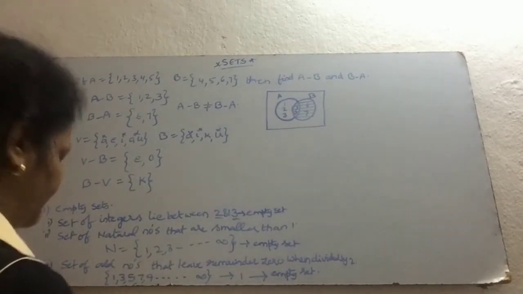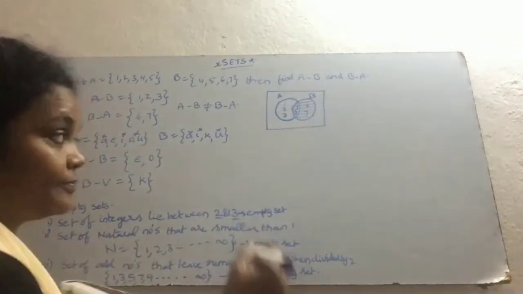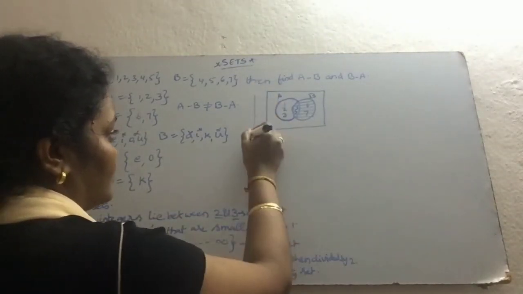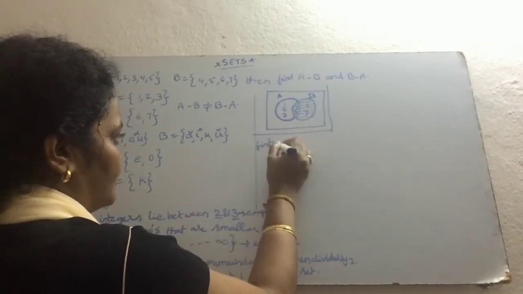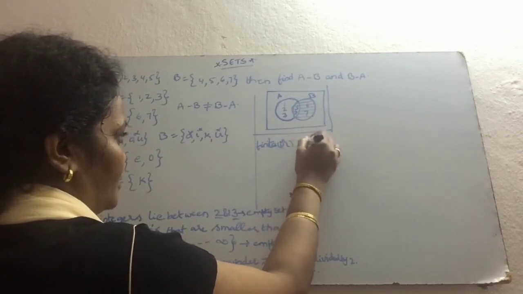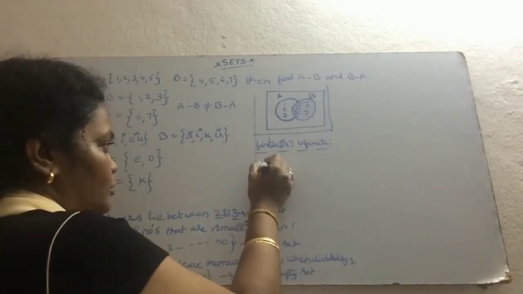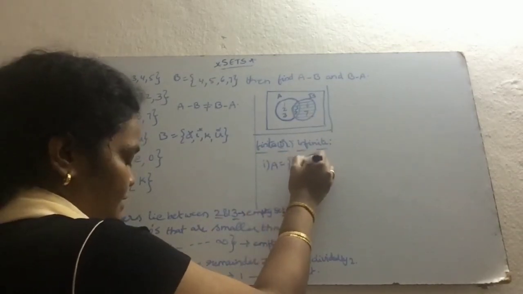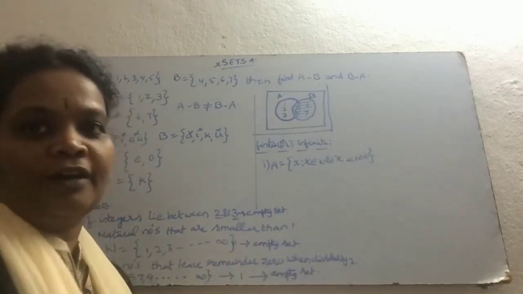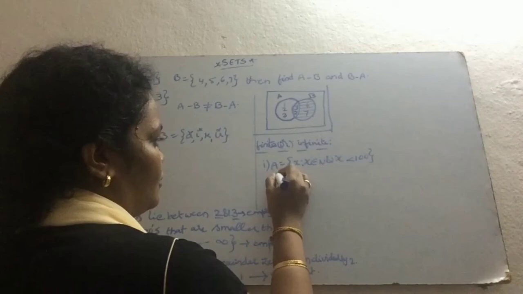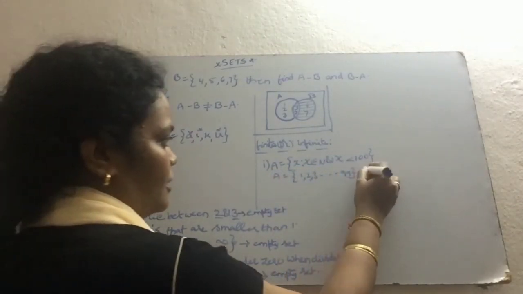Next, state which of the following sets are finite or infinite. First one, A equal to {x such that x belongs to N and x less than 100}. That means what are the numbers? A equal to 1, 2, 3 and so on up to 99. This is a finite set.